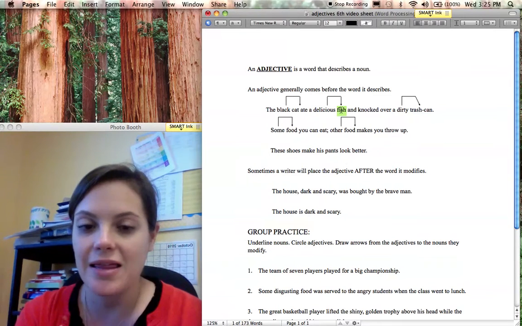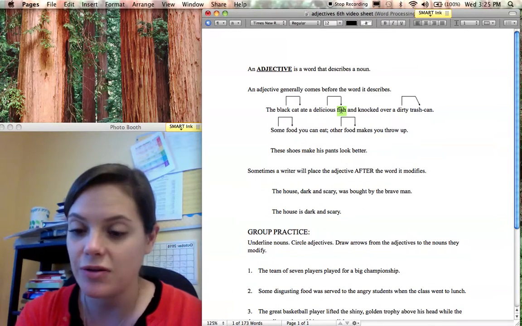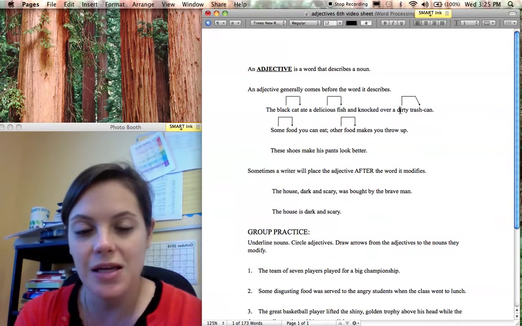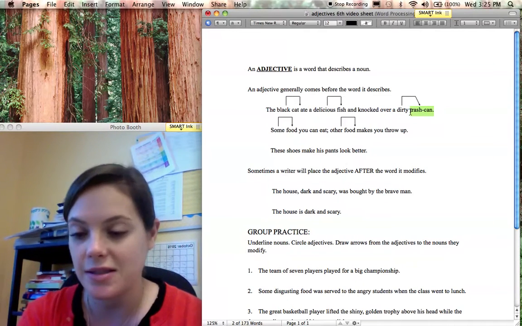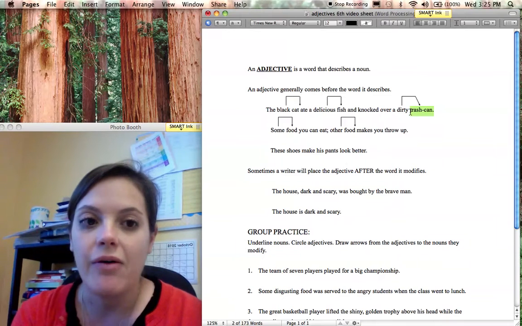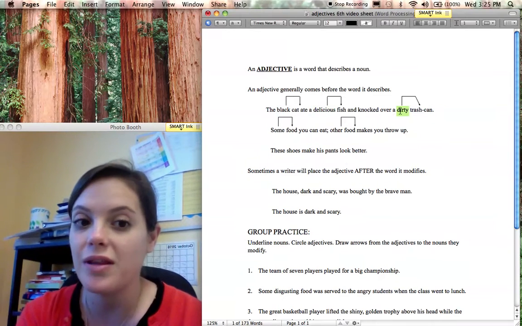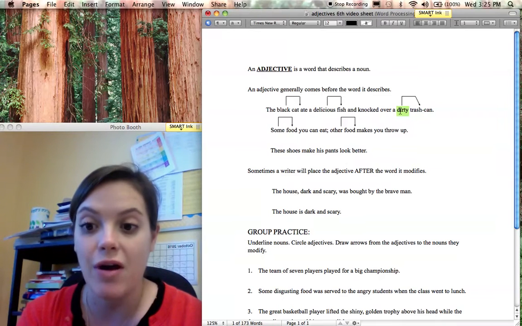And that's describing my noun, fish. It's telling us what kind of fish it was. It's delicious. And I have another one, dirty, describing my noun, trash can. Once again, telling us what kind of trash can it is. It's a dirty trash can. Now, notice in each of these situations, the adjective came before the noun and described it.